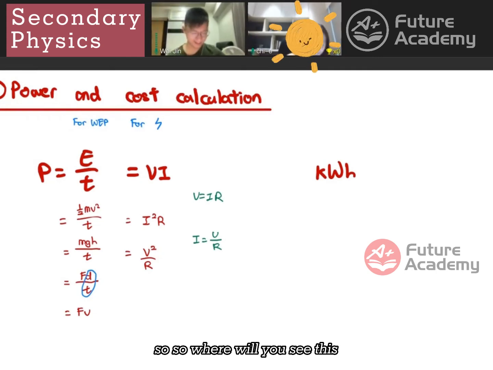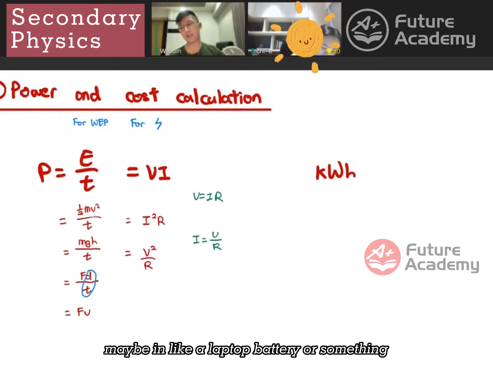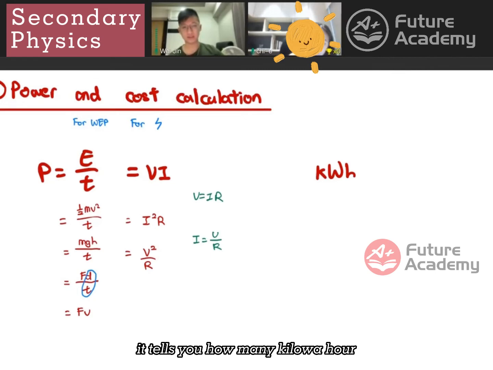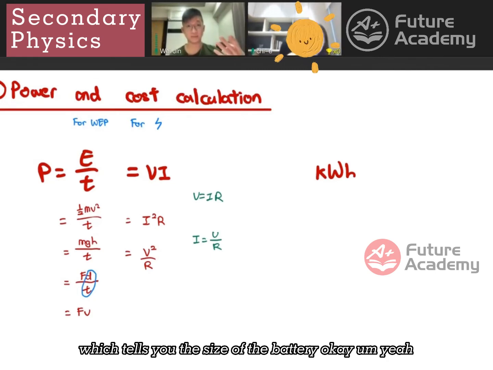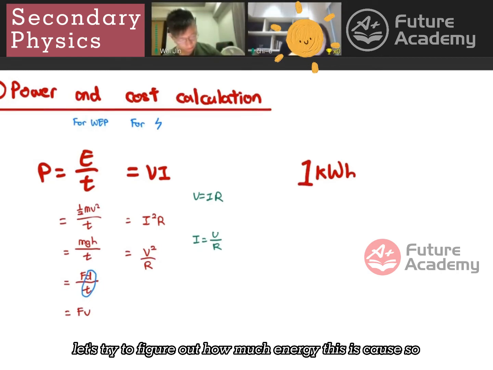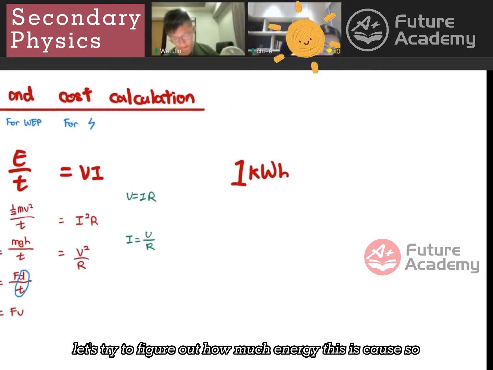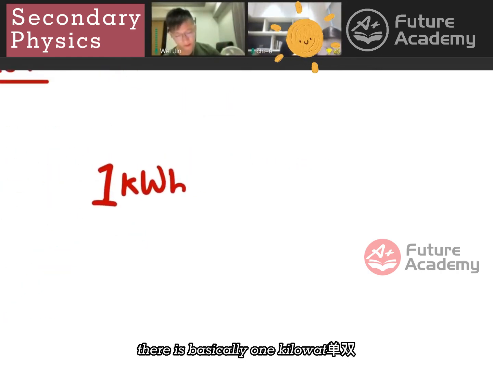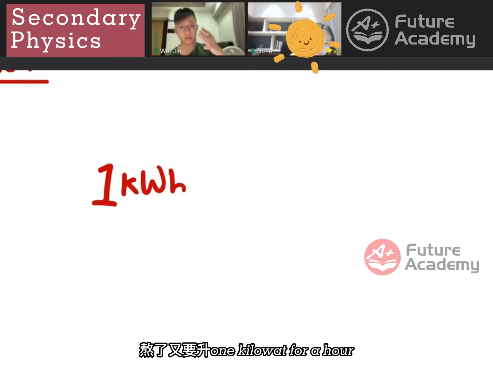Where will you see this? Maybe on a laptop battery or something. It tells you how many kilowatt hours, which tells you the size of the battery. Yeah. So what is 1 kilowatt hour? Let's try to figure out how much energy this is. That is basically 1 kilowatt times 1 hour. You're using 1 kilowatt for an hour.